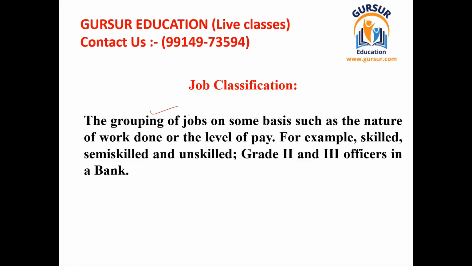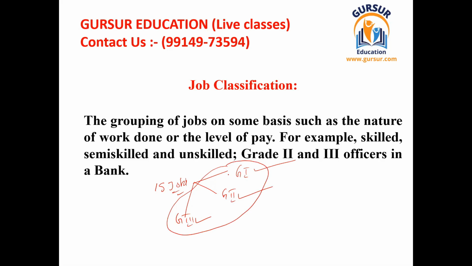Okay, if we can group those, suppose there are 15 jobs performed in the organization, but we can classify these into only 3 categories: grade 1 jobs, grade 2 jobs, and grade 3 jobs. These are jobs of higher level authorities, these are jobs of middle level authorities, these are jobs of the lower level authority. So if we classify the whole of the jobs of the organization into some verifiable parts, this is known as job classification, and this is the next terminology involved in the job analysis process.